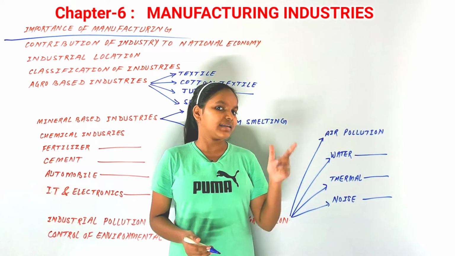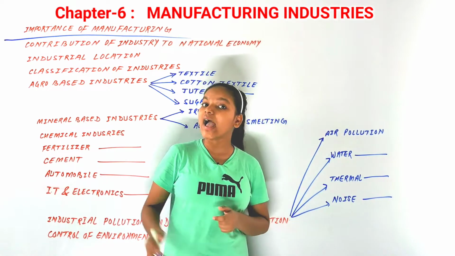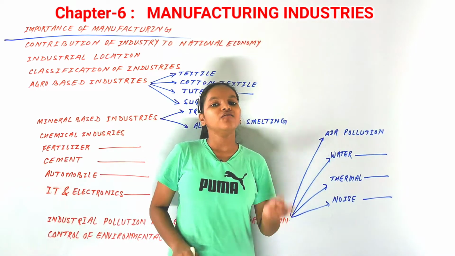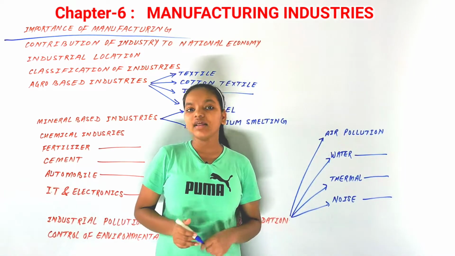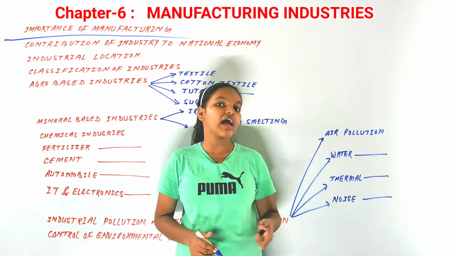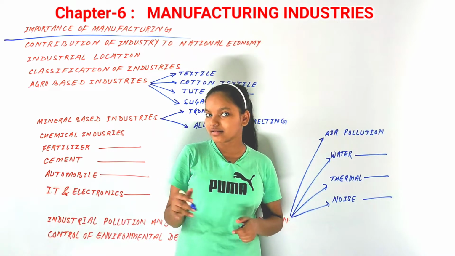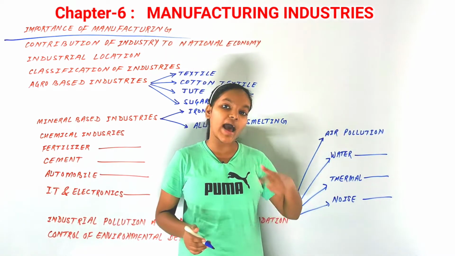Why is it so? That can also be counted as manufacturing importance. So you could say that those are the importances of manufacturing. After that, you could say that agriculture and manufacturing are not exclusive of each other. They go hand in hand.